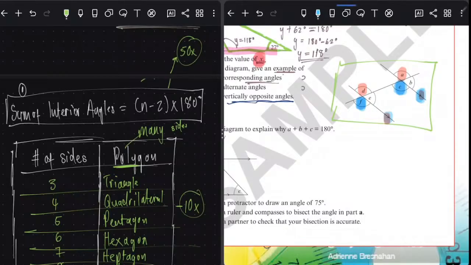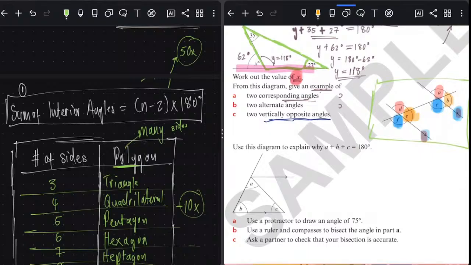Does E correspond with anything? Is there anything on the same position as E? Yes. And what is that? B. Thank you. Are they corresponding then? Yes, that's what corresponding means. They're in the same position. So they are corresponding. They make an F. Are we together? Yes.